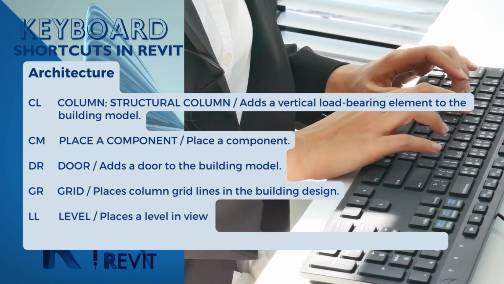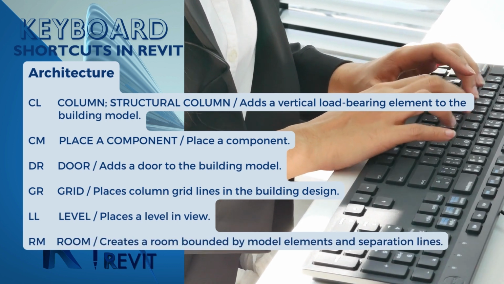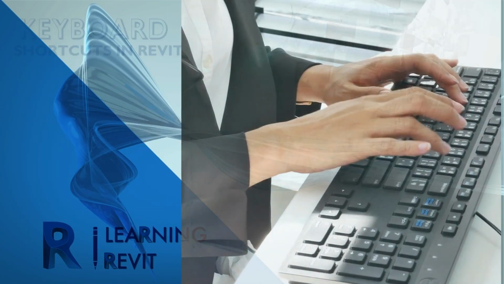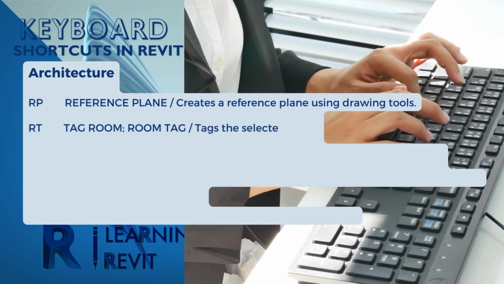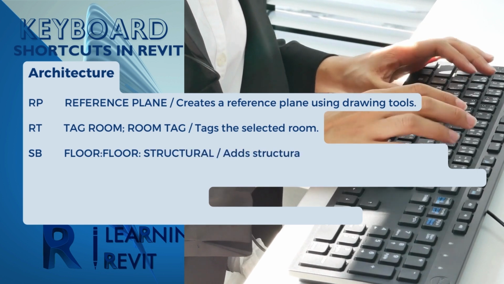LL, Level, places a level in view. RM, Room, creates a room bounded by model elements and separation lines. RP, Reference Plane, creates a reference plane using drawing tools. RT, Room Tag, tags the selected room.